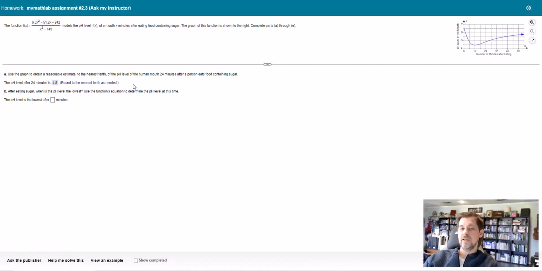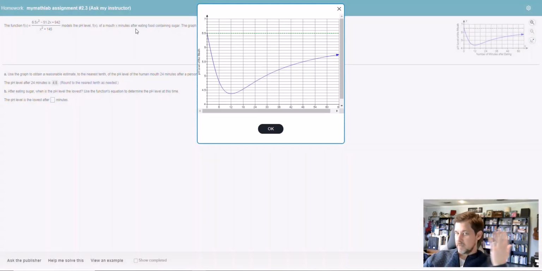Next it says, after eating sugar, when is the pH level the lowest? Use the function's equation to determine the pH level at this time. I can look at the graph to see when it's the lowest. I said that you eat something and the pH level in your mouth dips fairly rapidly and gets to a minimum here, whereafter it begins to climb back up. So this is the point they're asking about. That would be at the 12-minute mark.